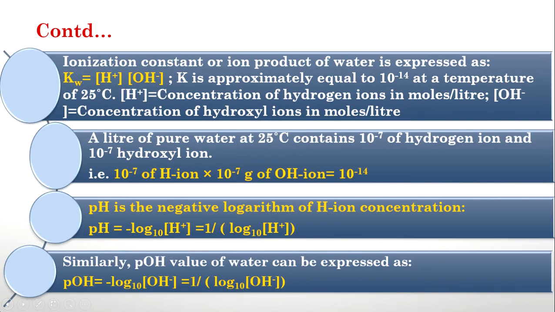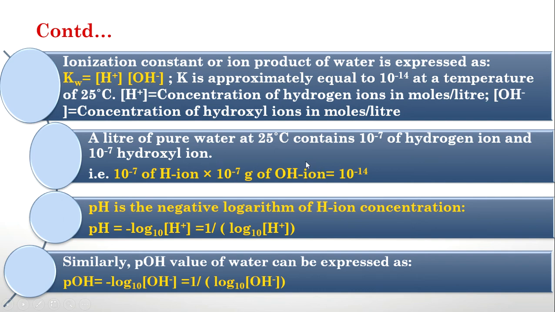And the ionization constant of water can be expressed as Kw is equal to concentration of H plus into concentration of OH minus. A liter of pure water contains 10 raised to minus 7 gram of hydrogen ion and 10 raised to minus 7 gram of hydroxyl ion. So we can say that the ionization constant of water is 10 raised to minus 14. That means 10 raised to minus 7 concentration of hydrogen ion and 10 raised to minus 7 gram of hydroxyl ion is present.